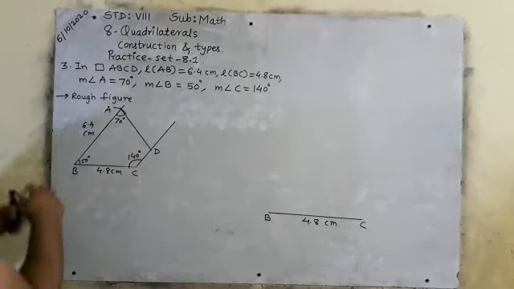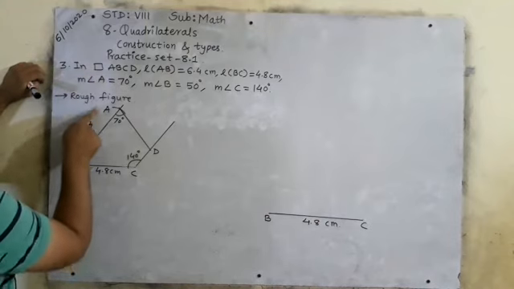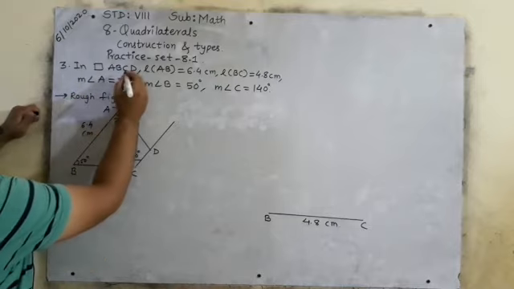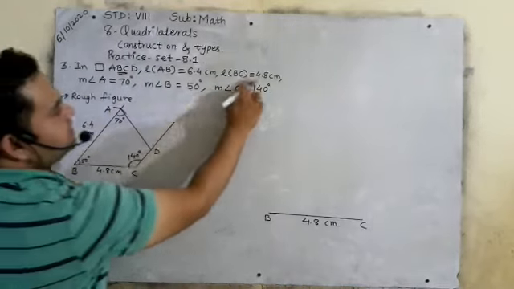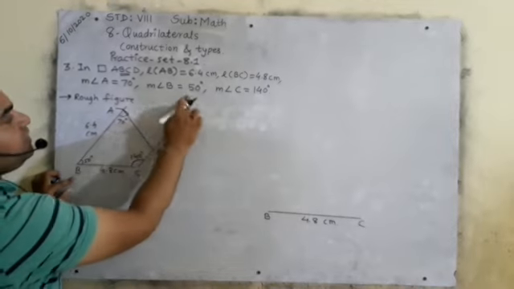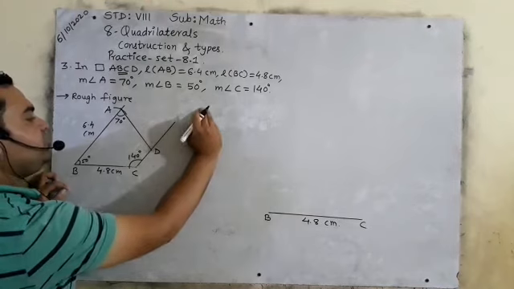Okay, so see, as I have said, I will start the name from here. A, B, C, D. So BC will be my base. Okay, BC I will take as a base. So BC is of how much centimeter? 4.8. Measure of angle B is 50 degree. Measure of angle C is 140 degree.